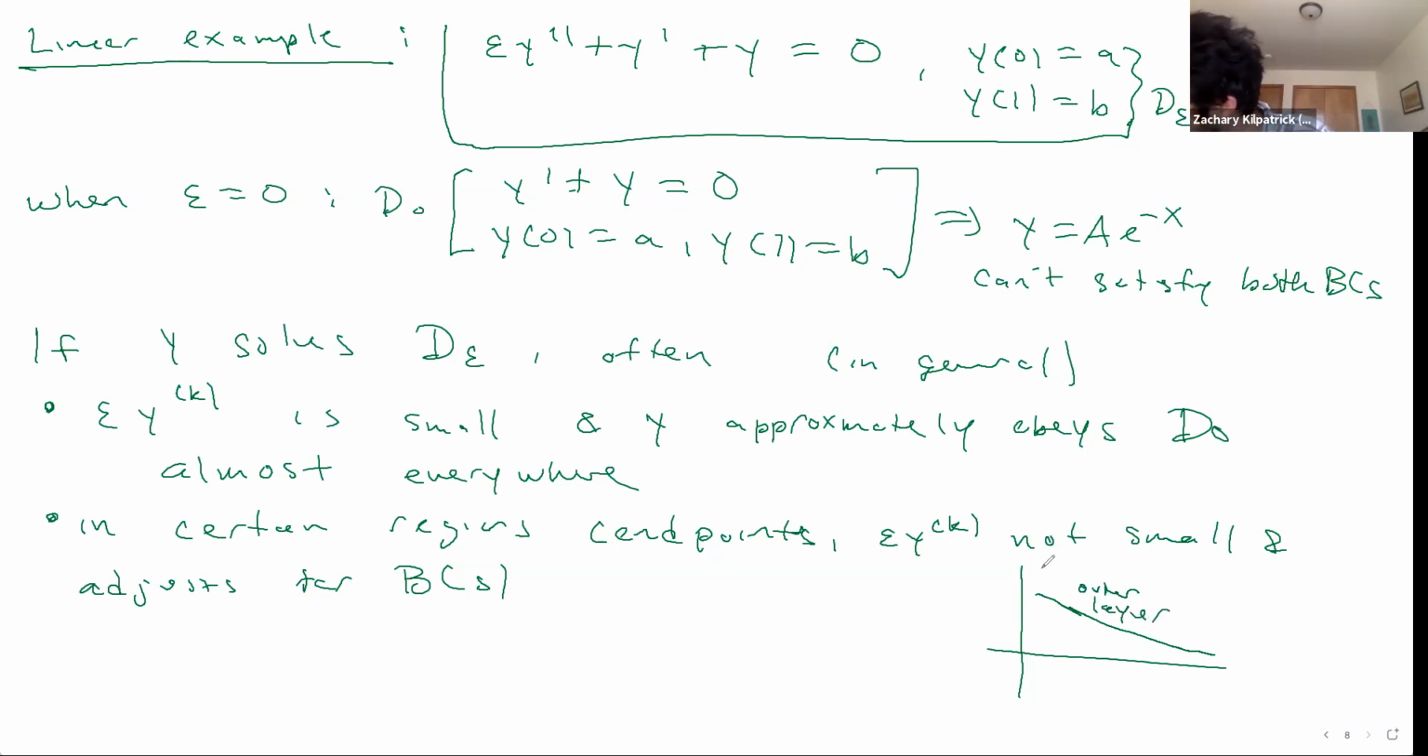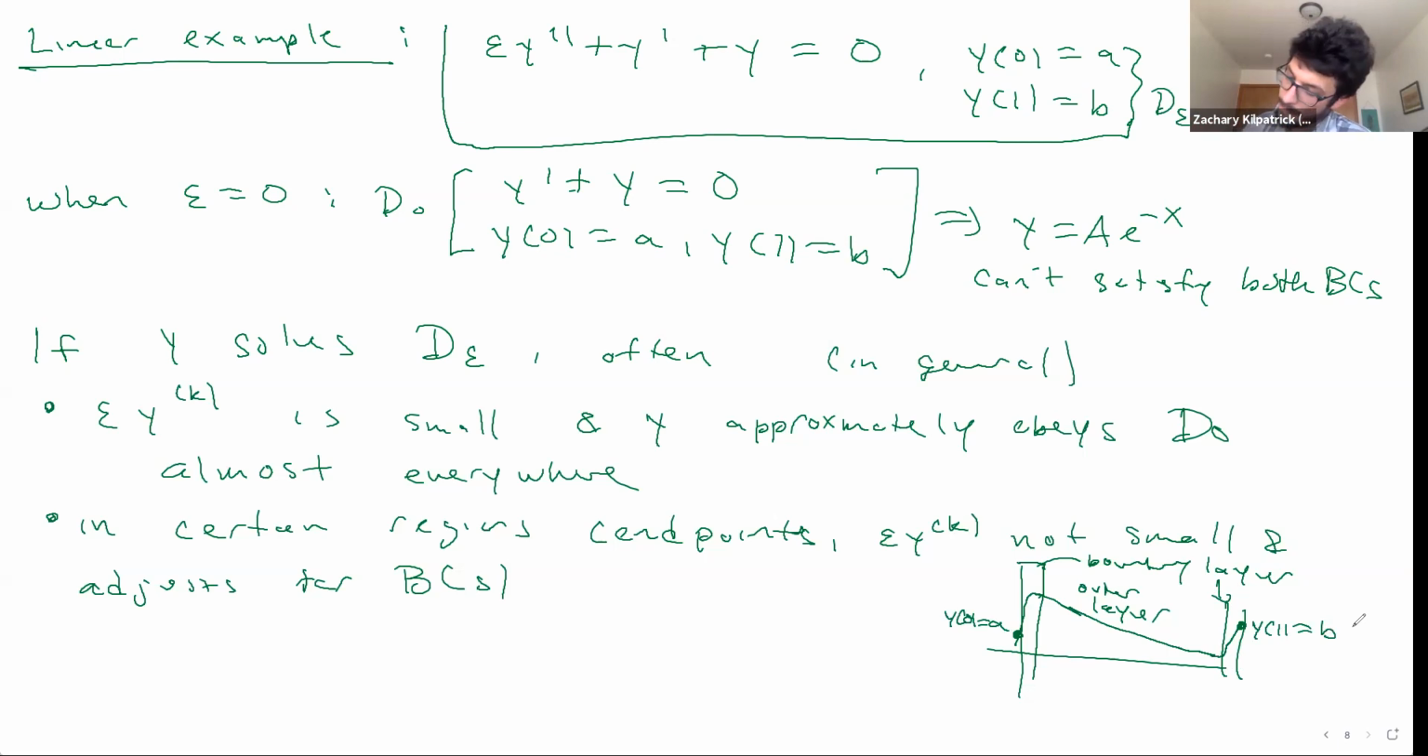But then in the boundary layer here, something may happen where I have to take another function, or I may have to use a different expansion in this boundary layer in order to satisfy this initial condition, or sorry, this boundary condition y0 of a. And then I might also have to do that in this boundary region here, in order to satisfy this boundary condition here, y1 of b.